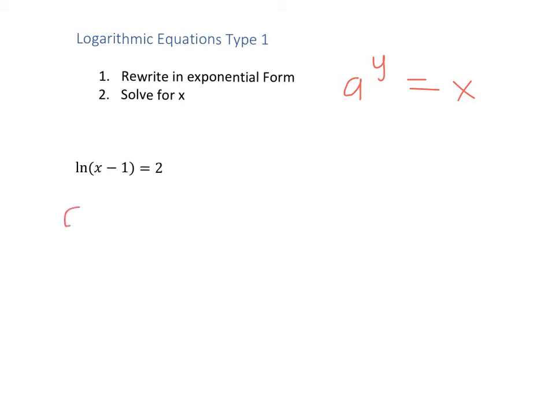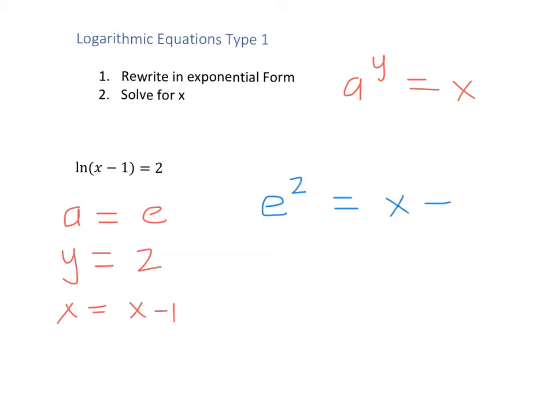If we identify what our base is, because it's natural log, that means our base is e. Our exponent is 2. And what that result is, x minus 1. So if we rewrite in exponential form, we are going to have the base e to the exponent 2 equal to x minus 1. Now we solve for x. Add 1 to both sides, we get x equals e squared plus 1.